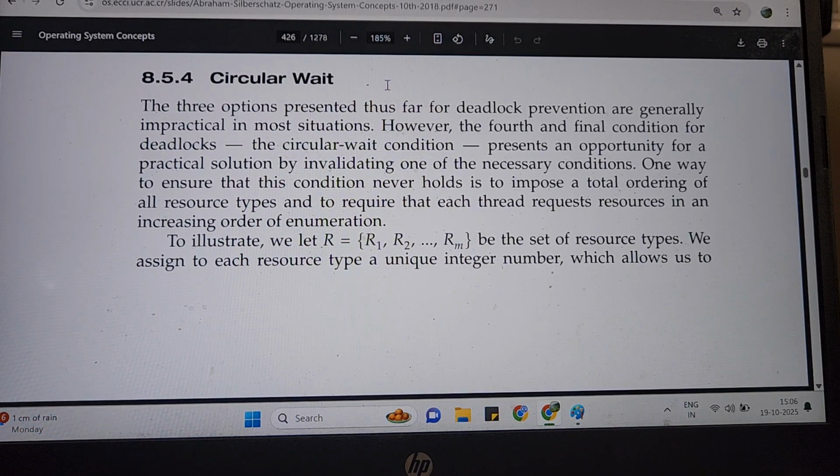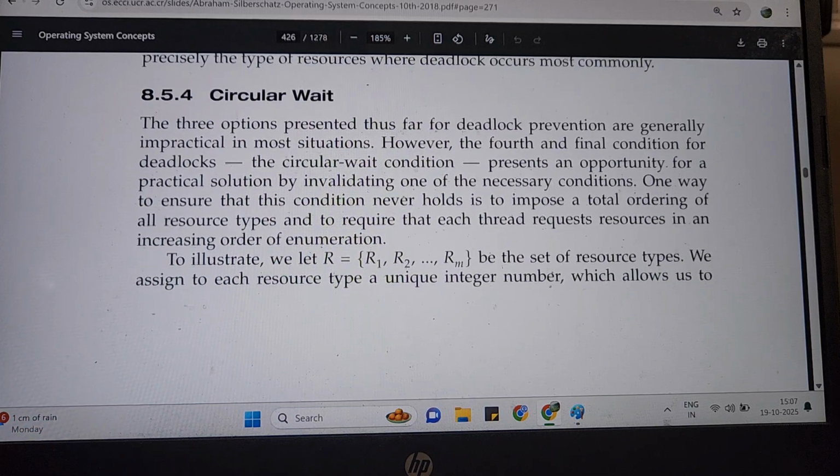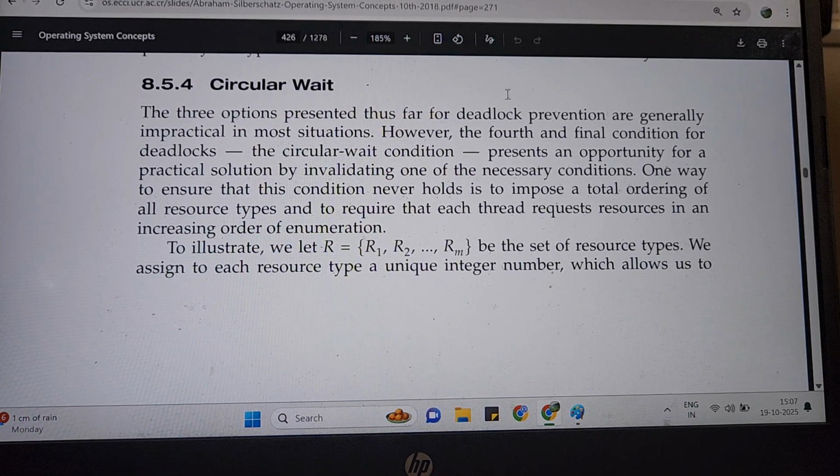So instead, if our parent is going to number the resources, let's say my parent says stationery is R1 and calculator is R2, and my parents impose a rule that you can claim resources only in ascending order. So if you want R2, you have to claim R1 first, and then only you can claim R2. This is a common rule.